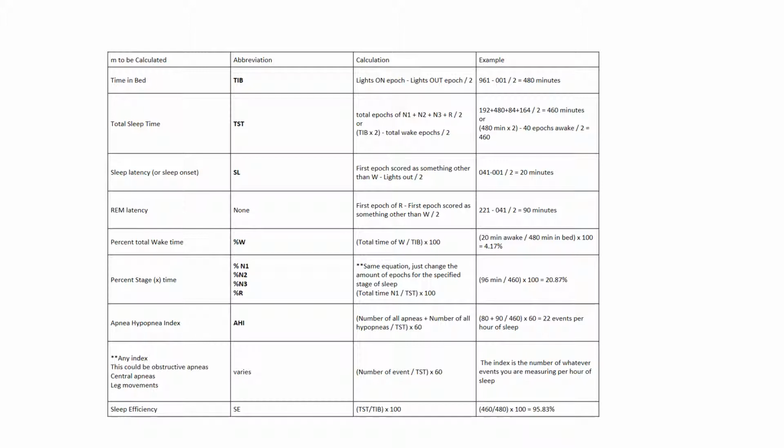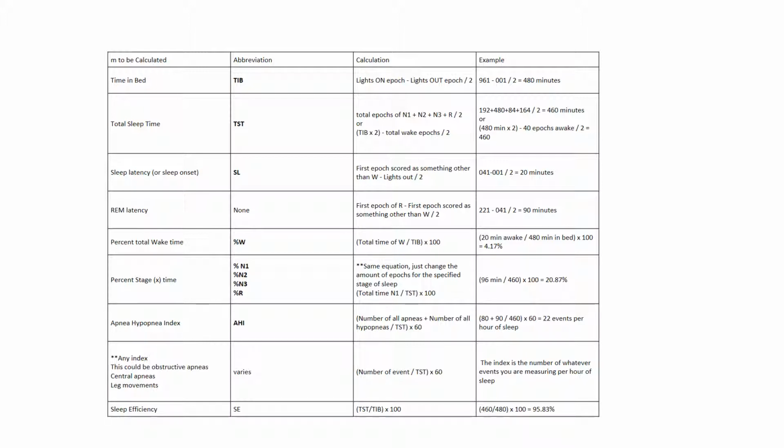Going down to our next row, this just explains that we could use anything to create an index. We could do a central apnea index, a PLM index, a RERA index. It doesn't matter what it is, it's the same calculation. So it's the total number of that specific type of event divided by total sleep time times 60.